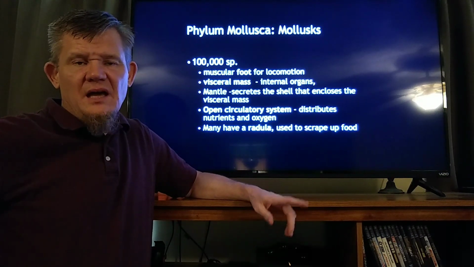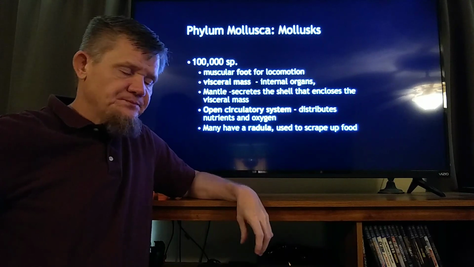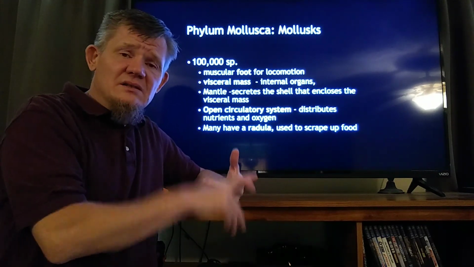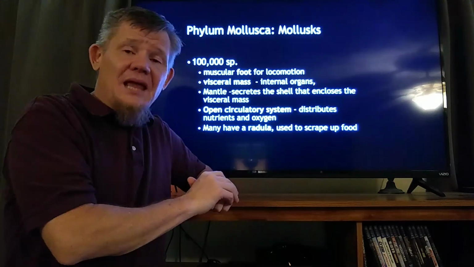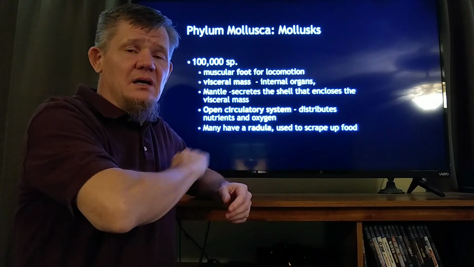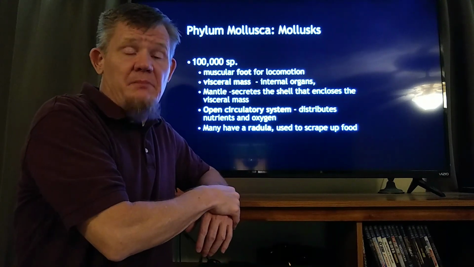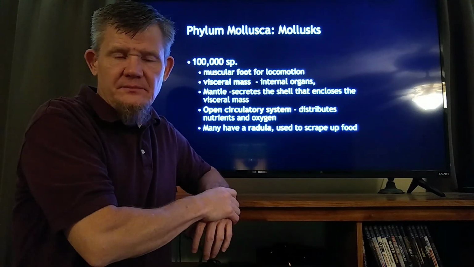Mollusks specifically have a structure known as a mantle. The mantle is what secretes the shell. Snails have shells. It's secreted by the mantle. Clams and oysters have a shell. It's secreted by the mantle. It is a special piece of tissue, a special layer of tissue that makes the shell. I'll show you in just a second.